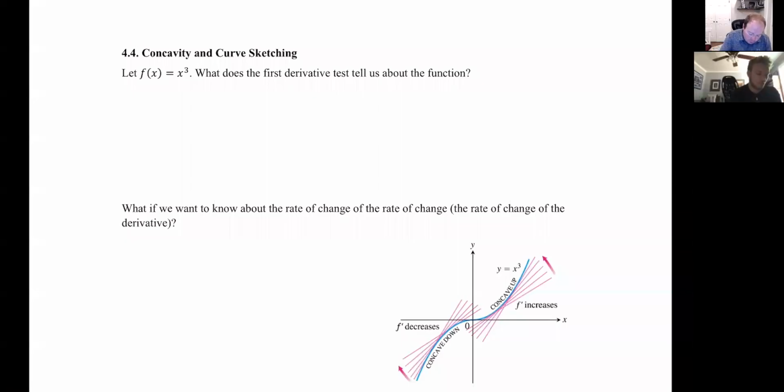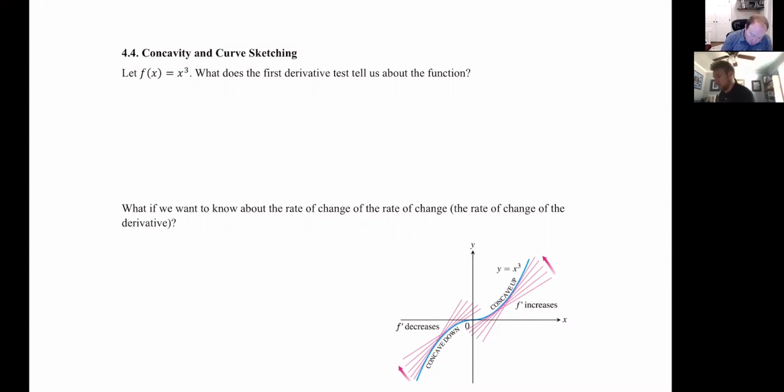So in section 4.4, we're going to look at something known as concavity. And after we understand concavity, we could use the first derivative test that we learned last time to figure out some basic curve sketching techniques. And honestly, 4.4 is going to feel very similar to 4.3. We're just going to need to take one more derivative. So we'll have to use the second derivative.